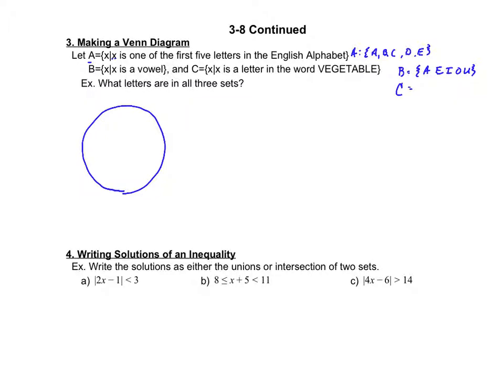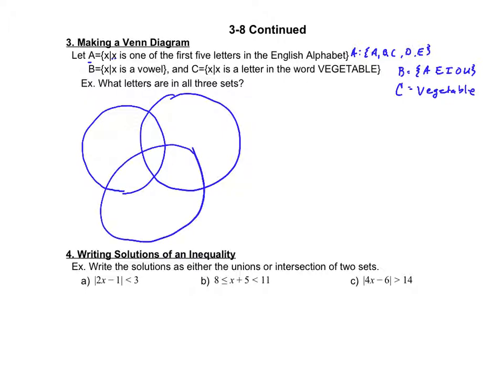And then C is a letter in the word vegetable. And we want to know what letters are in all 3 sets. Well, making a Venn diagram, if I start there, not very good circles, but let's see here. So if I go with set A, it looks like I have an A in all of my sets. So that will fall in here because that is encompassed by all the circles.